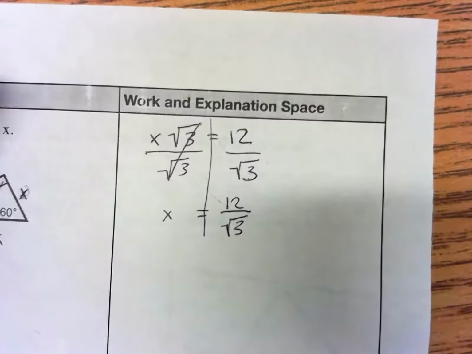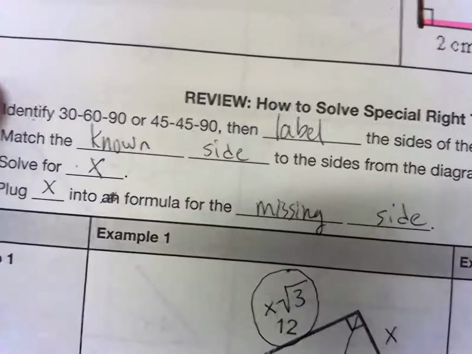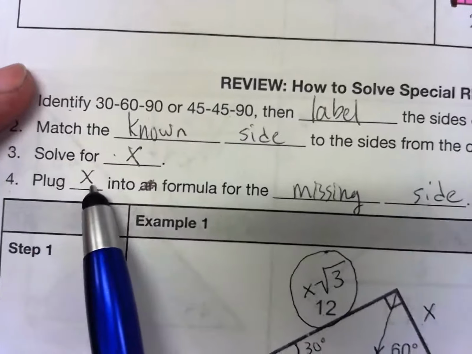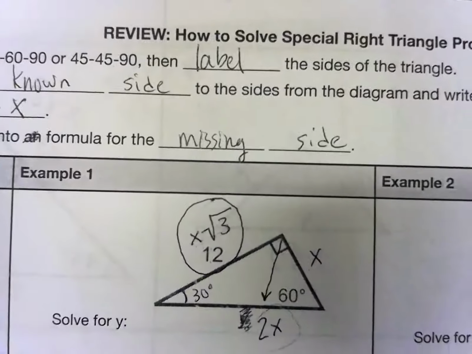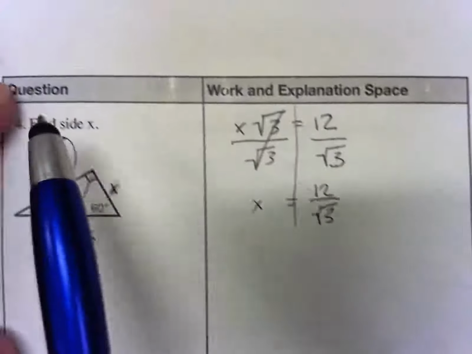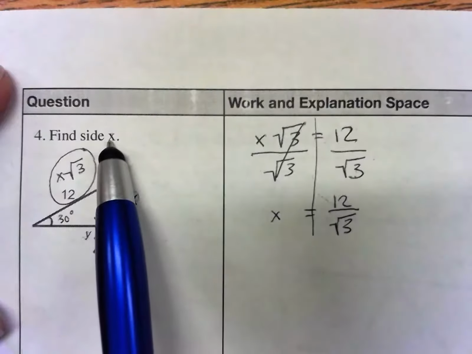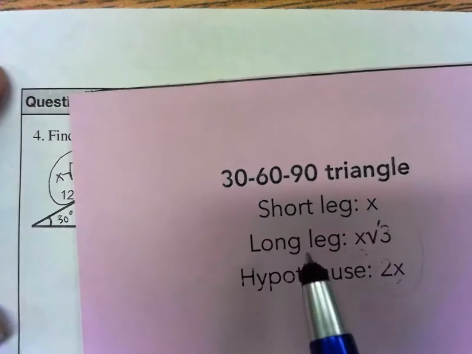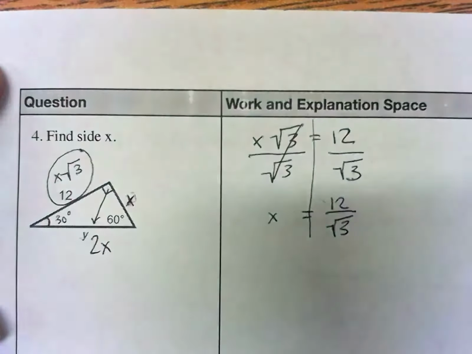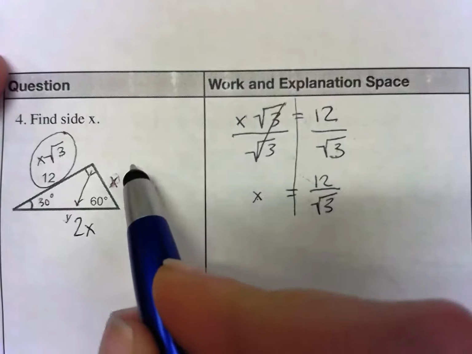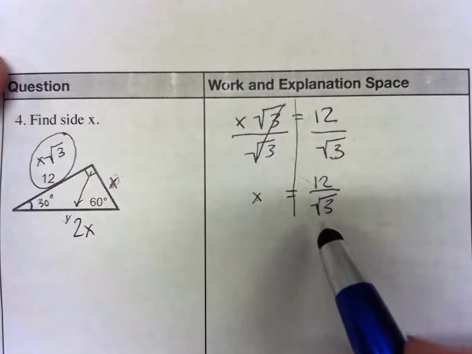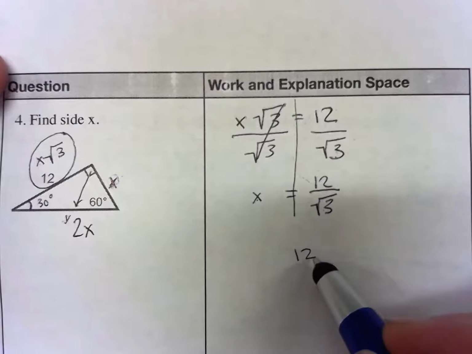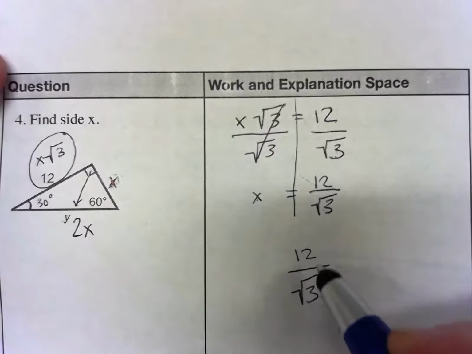And we solve for x. Then our final step, we solve for x. Now we're going to plug x into the formula for the missing side. So the missing side, it was asking us for side x, which we labeled x because it's the short side. And we see that right here, the short leg is x. So if x is that side, we know what x is already. And we can just say that missing side is 12 square roots of 3.